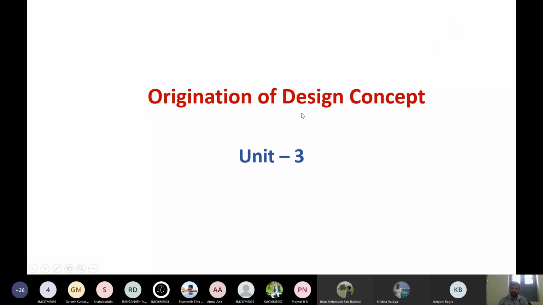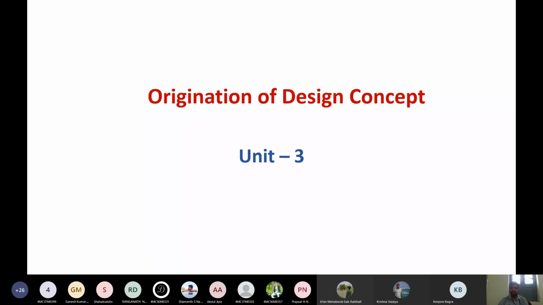Okay, origination of design concept. Unit 1 and 2 are related to morphology of design, and unit 2 is related to the first phase of morphology of design. That is the divergence phase, where you try to understand the need, and then you will state the problem statement with the help of a preliminary need statement. Then you are going to perform need analysis by considering specification, standard of performance, and constraints. That is the first phase of morphology of design.